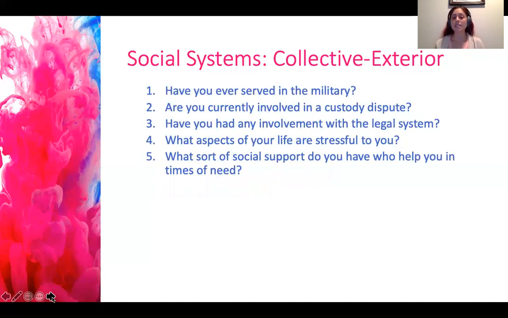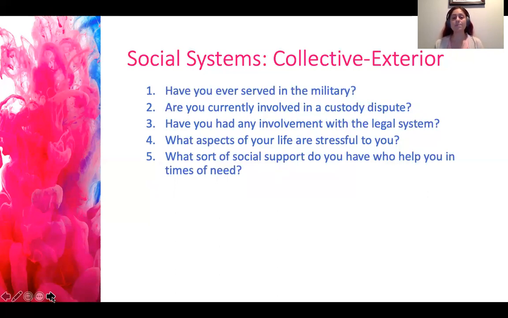Military, custody disputes, legal system, some things that may not apply for your client, but are helpful to know if they do. If they have served in the military, then that's a clue for you to assess for PTSD. If they're involved in a custody dispute, then you want to go over things like subpoenas with your client and the potential that your records may be requested in that subpoena and what risks are associated with that.